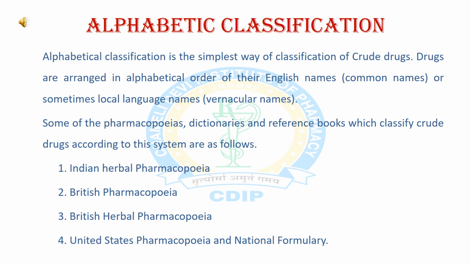In this slide we will discuss the alphabetic classification of crude drugs in detail. So alphabetic classification is the simplest way of classification of crude drugs, and the drugs are arranged in alphabetic order in their English name as well as local language names or vernacular names. Some standard books like pharmacopoeias, dictionaries and various reference books classify the crude drugs according to this system. For example, Indian Herbal Pharmacopoeia, British Pharmacopoeia, British Herbal Pharmacopoeia, United States Pharmacopoeia and National Formulary.